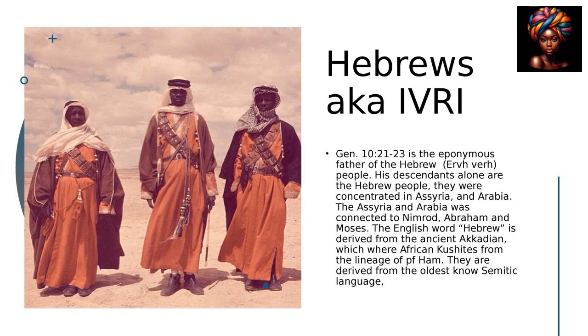The English word Hebrew is derived from the ancient Akkadians, who were African Cushites from the lineage of Ham. Oh, I made that mistake. That should be OL. Sorry, y'all. I thought I proofread that correctly. They are derived from the oldest known Semitic language. I apologize for that mistake.